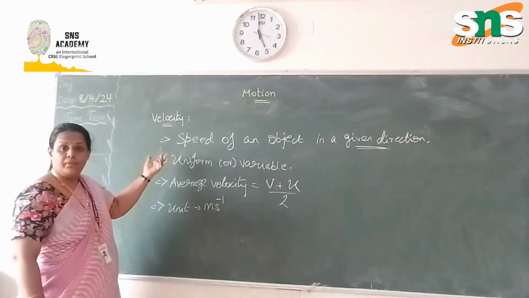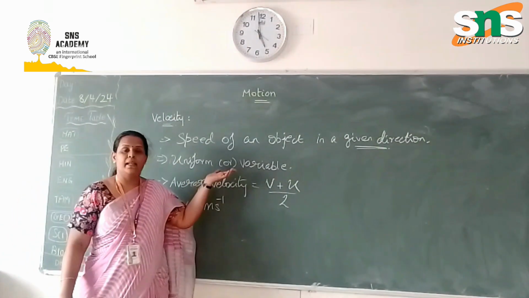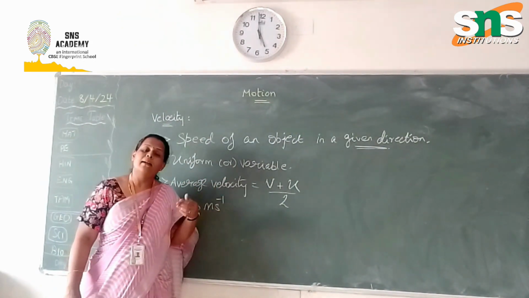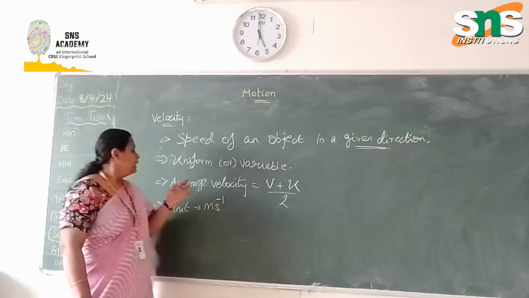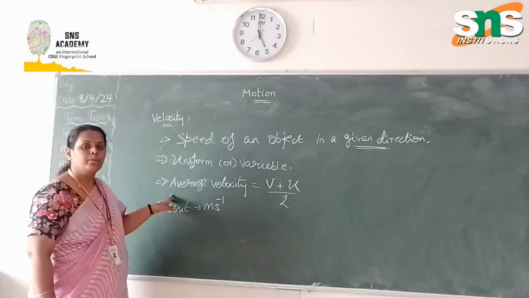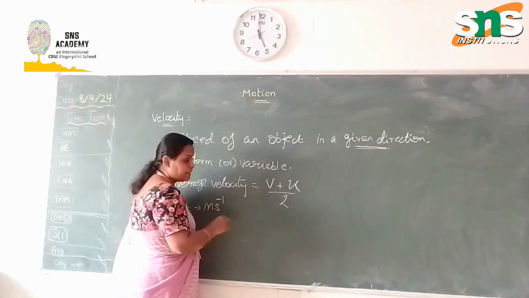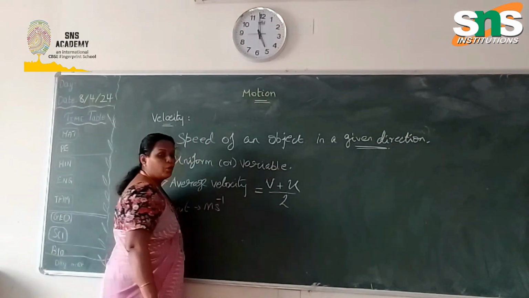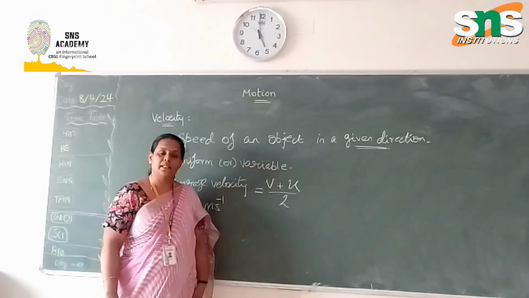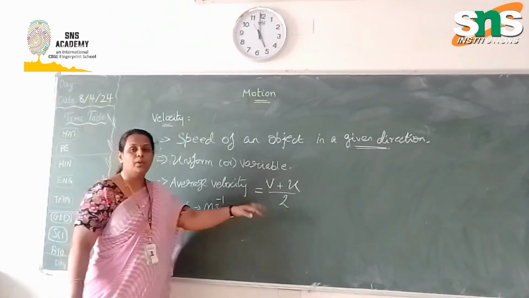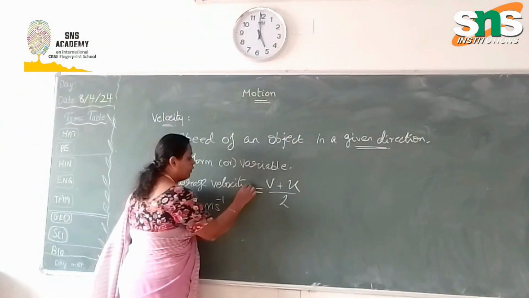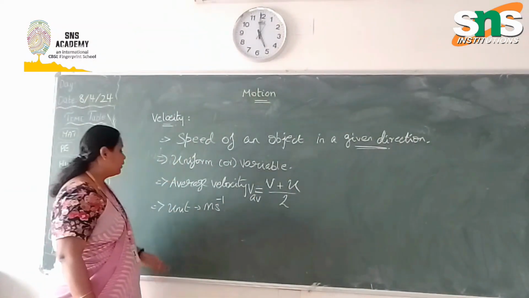The speed of an object can be uniform or variable. The motion of an object can be uniform or variable depending upon the speed and the direction of motion. In that case, for non-uniform motion, we have to calculate average velocity. So average velocity is equal to (v plus u) by 2, where v is the final velocity and u is the initial velocity. We divide by 2 to find the average velocity: v_av equals (v plus u) by 2.